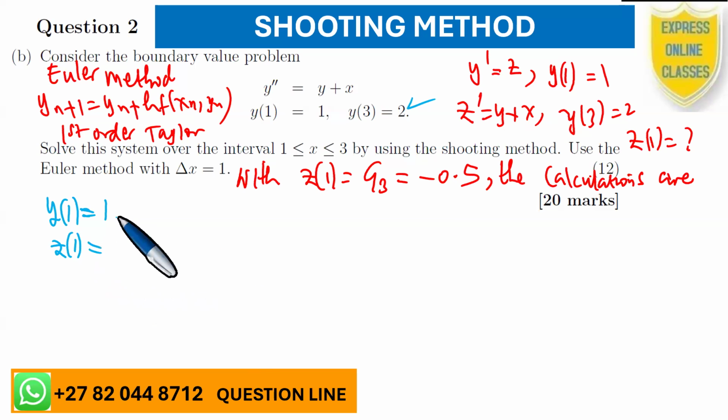So that Z at 1, what is Z at 1? Now, we need to think about what Z at 1 is. But we know a couple of things. We need to get Z at 1, but it's 0.5. So we get a 0.5. Then this is Y1. Then we need Y2.